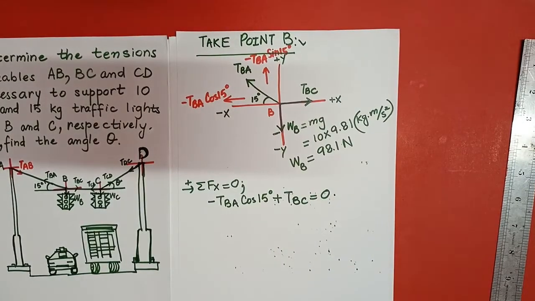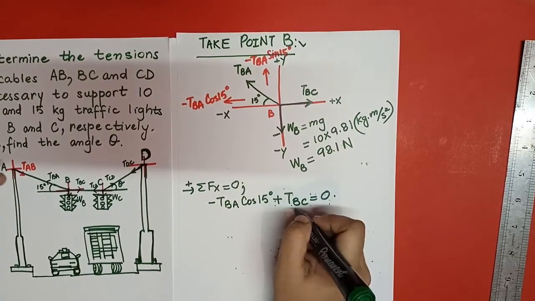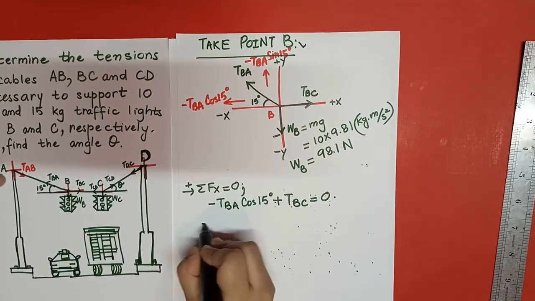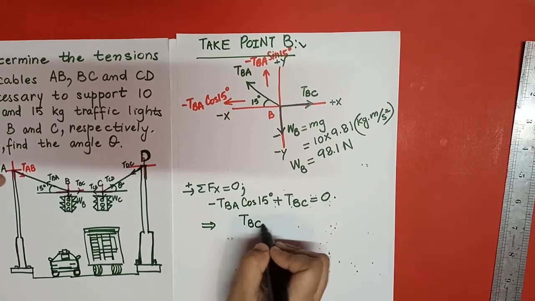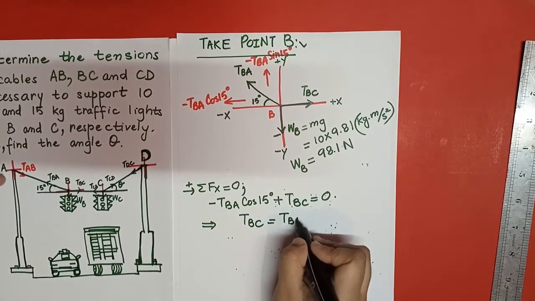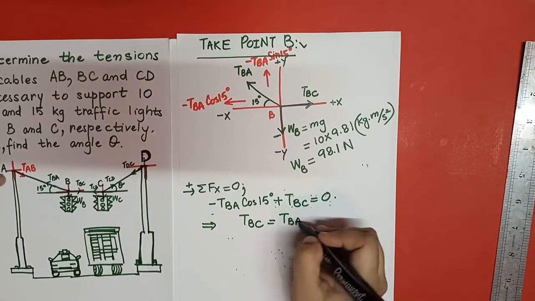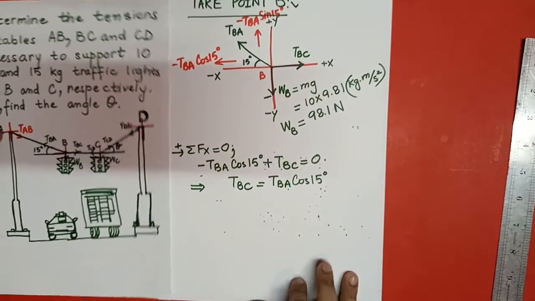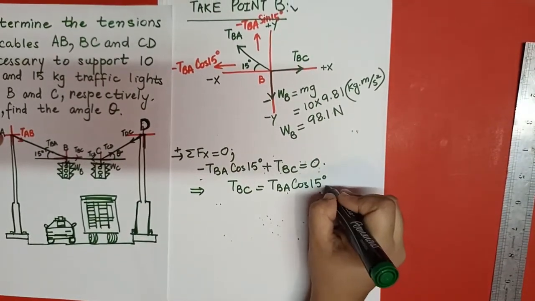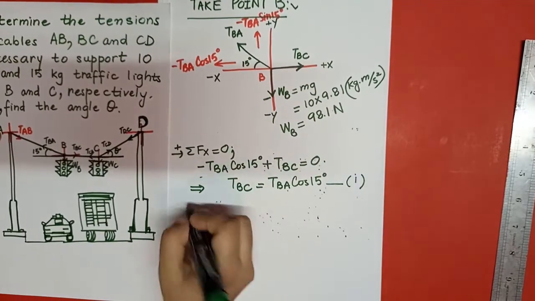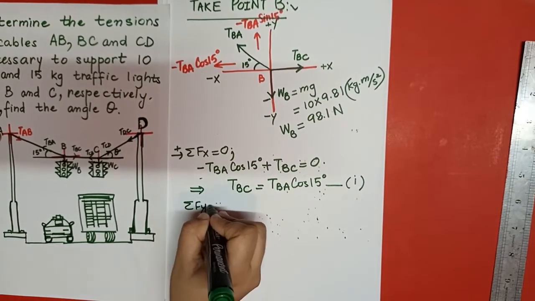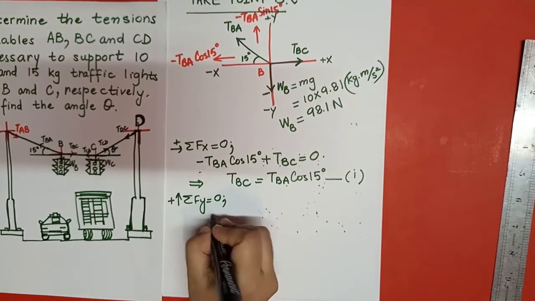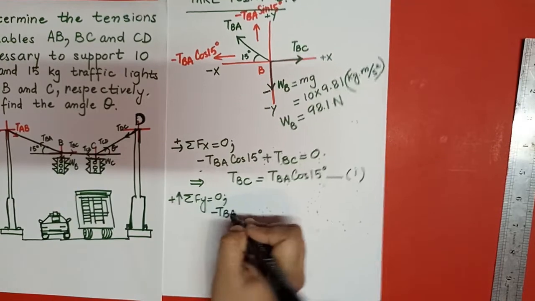There are only two forces here. I have to take out TBC in terms of TBA. So TBC equals TBA cos of 15 degrees, and this will be equation number 1, because both are unknown. Next, I have to sum up the vertical forces equals 0: minus TBA sine 15 degrees.